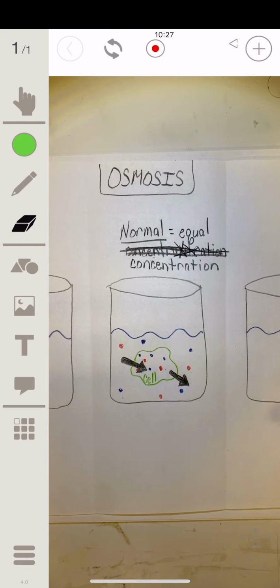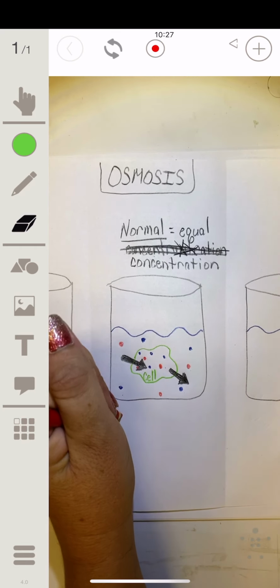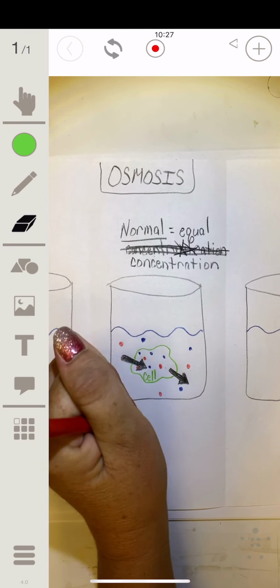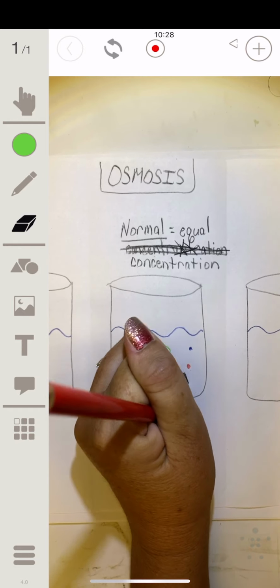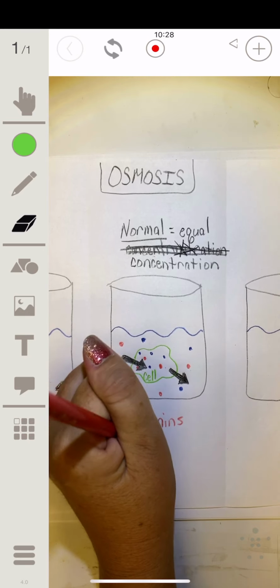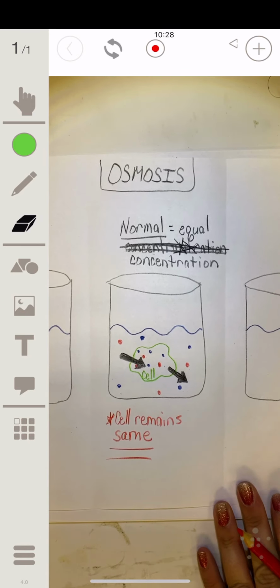The big point here is at the bottom, I'm going to draw a star, and I'm going to put cell remains same size. Cell doesn't change at all. Okay, that's your big point. And that's what we want in our cells.